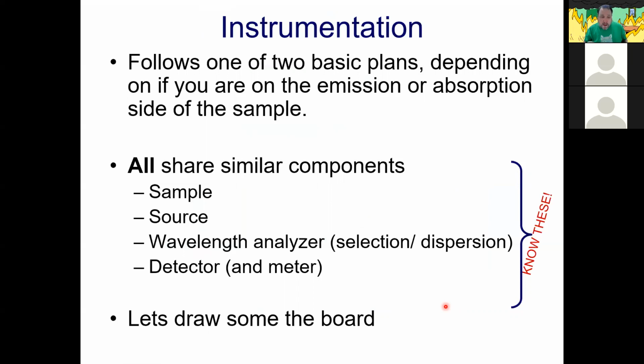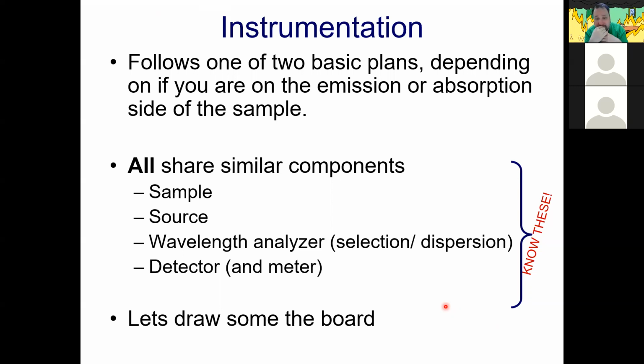And so that's where the light is going from. Right? Now we're going to talk about instrumentation. So instrumentation is going to follow one of two basic plans, depending on if you are on the emission or the absorption side of the sample. They're all going to share some similar components. They're all going to have a sample, right? You got to have some matter to look at. You're going to have some source of photons, right? So if you're doing a UV-Vis experiment, right, it's that little light bulb in there, right? If you're doing a fluorescence experiment or an emission experiment, maybe your sample is the source.